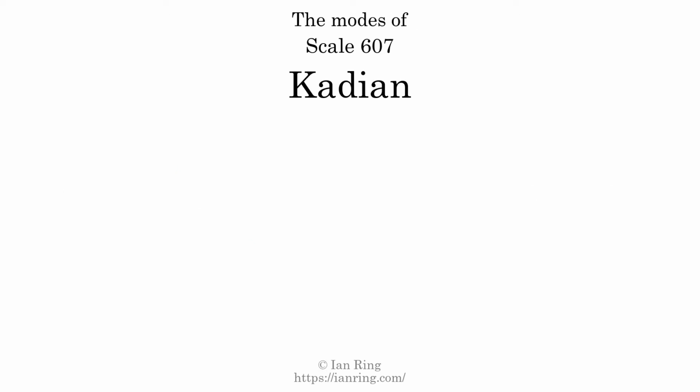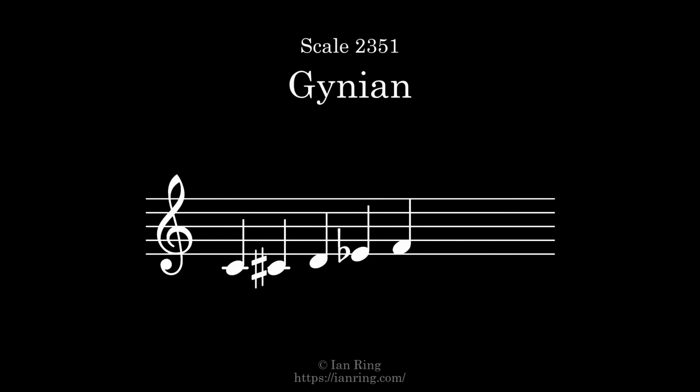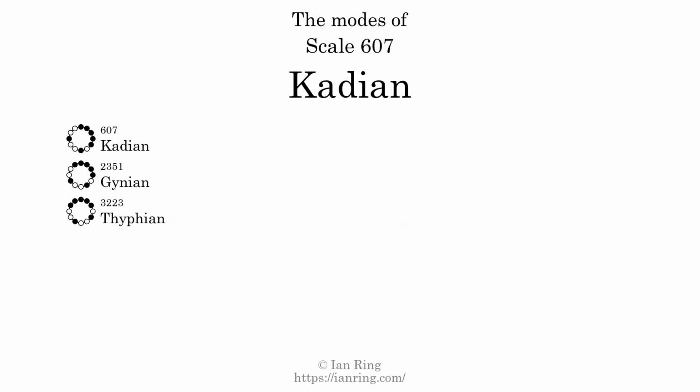This scale has 7 modes. The first mode is itself. The second mode is scale 2351, also known as Jinian. It sounds like this. The third mode is scale 3223, also known as Thiefian. It sounds like this.